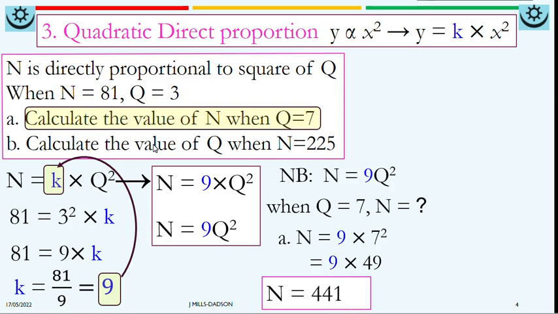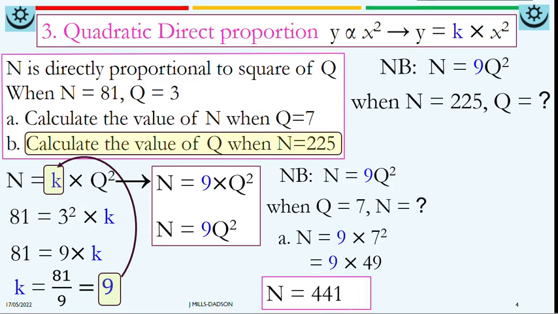For B, it means, given the formula N equals 9Q squared, if N is 225, what will Q be? So we substitute 225 in place of N. So our first equation will be 225 equals 9Q squared. We solve for Q by first dividing through by 9.